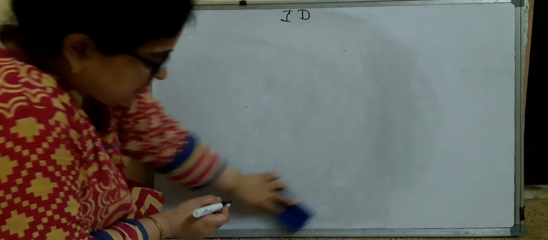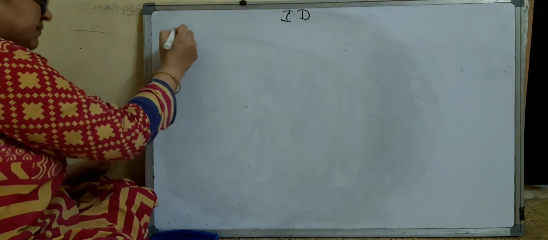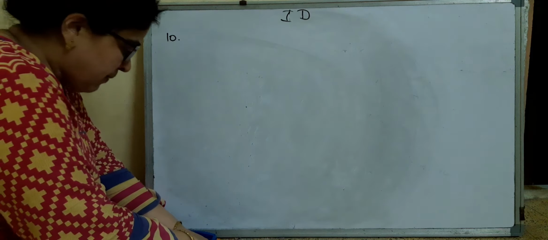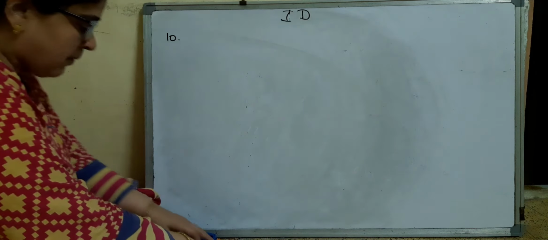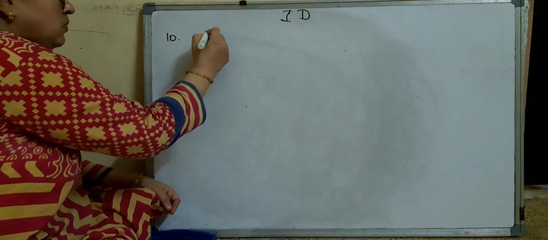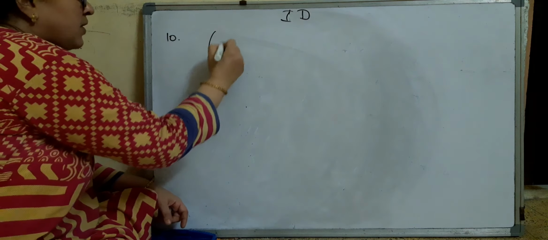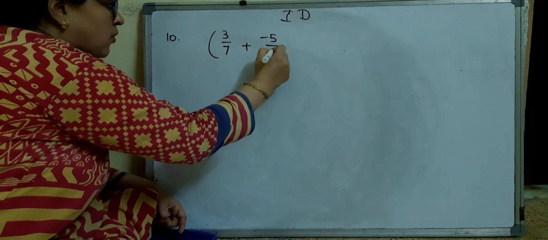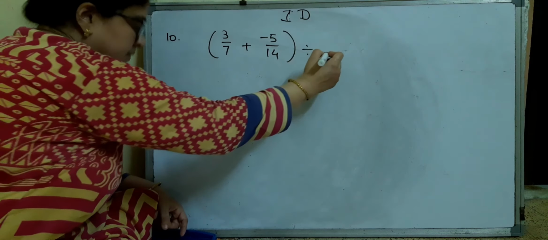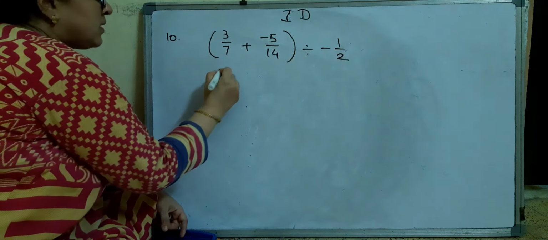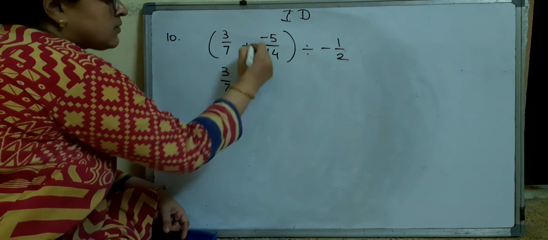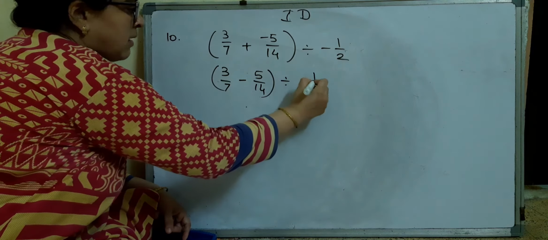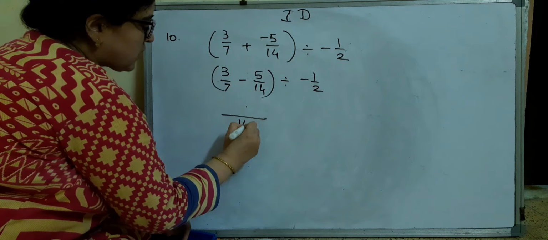Now 10. Divide the sum of 3 upon 7 and minus 5 upon 14 by minus 1 upon 2. Now divide the sum of this. So first 3 upon 7 plus minus 5 upon 14. Divide this by minus 1 upon 2. So 3 upon 7 plus minus 5 upon 14. The LCM is 14.